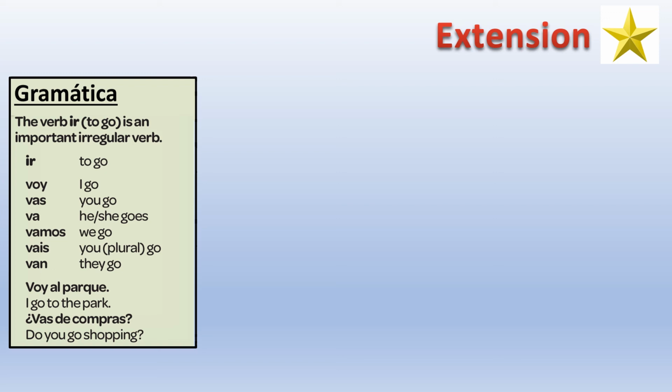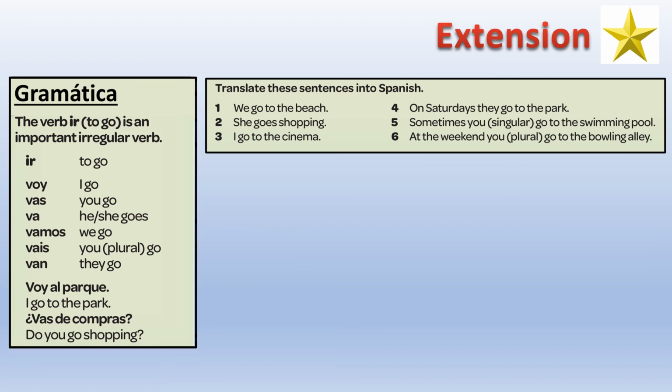So on the left-hand side, in the grammar box, you have the different conjugations of the verb ir. Voy, I go. Vas, you go. Va, he, she goes. Vamos, we go. Vais, you plural go, and van, they go. Using this and the vocab that we've learned in the lesson, I'd like you to have a go at these 6 translations. So put the video in pause, and when you're ready to see the answers, press play.